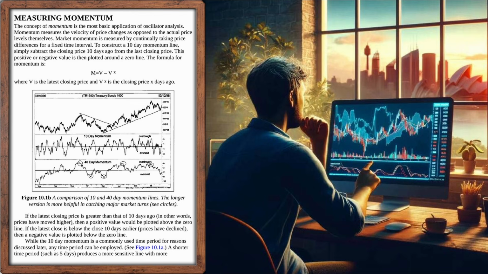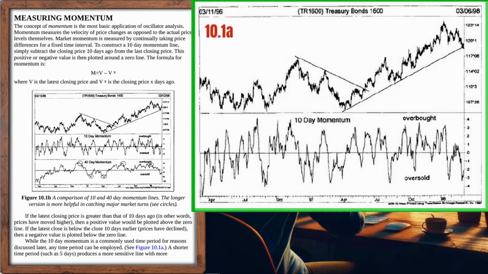The formula for momentum is M = V - Vx, where V is the latest closing price and Vx is the closing price X days ago. If the latest closing price is greater than that of 10 days ago, in other words, prices have moved higher, then a positive value would be plotted above the zero line. If the latest close is below the close 10 days earlier, prices have declined, then a negative value is plotted below the zero line.